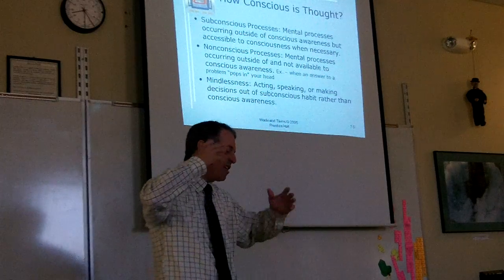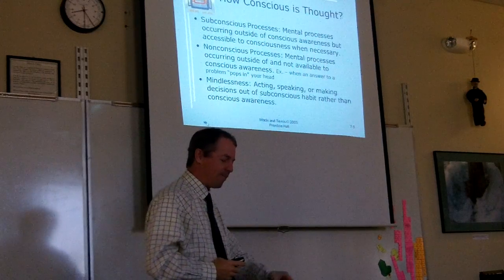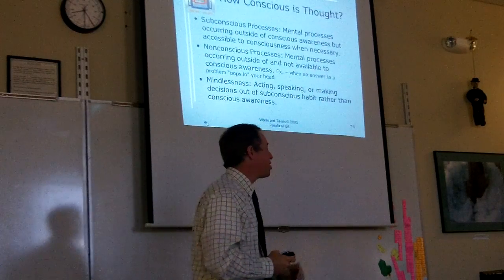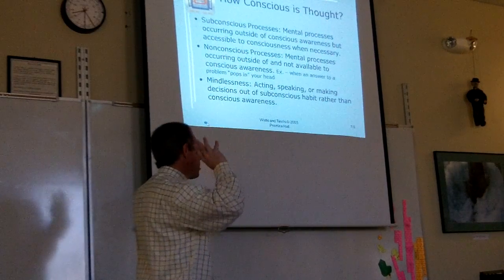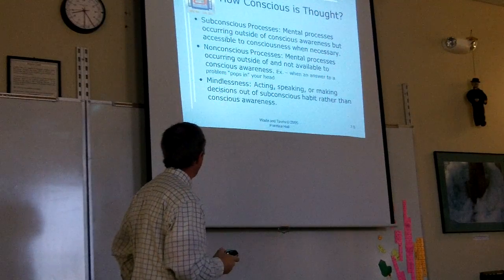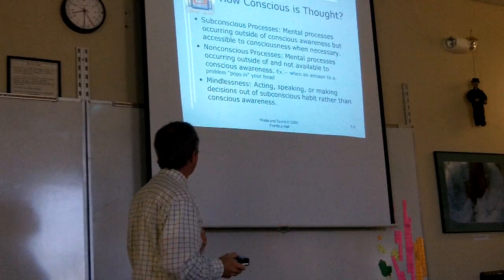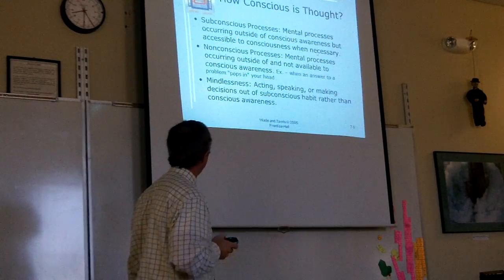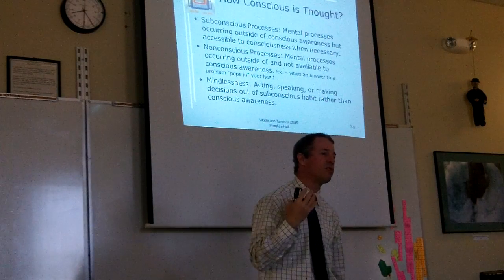So we call this cognition. Cognition is the thinking and putting together of all of these things. Now, you do some of it consciously and some of it subconsciously. Sometimes you're trying to think of things consciously. A lot of times you're doing it subconsciously without realizing you're doing it. Subconscious processes are mental processes occurring outside of conscious awareness, but accessible to consciousness when necessary. There's a lot of things you do that are subconscious that you're not aware of.